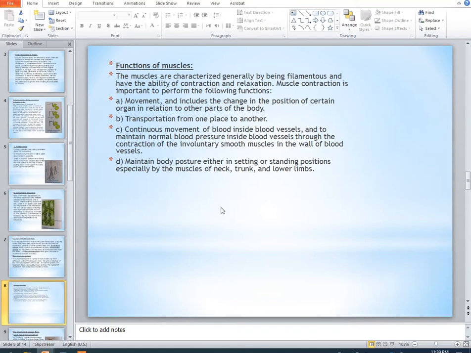Muscle contraction and relaxation perform the following functions. Number one, movement, which includes the change in position of certain organs in relation to other parts of the body. Number two, transportation from one place to another: continuous movement of blood inside the blood vessels, and maintaining normal blood pressure inside the blood vessels through the contraction of the involuntary smooth muscle in the wall of the blood vessels. Also maintaining body posture, either in sitting or standing position, especially by the muscles of the neck, trunk, and lower limb.